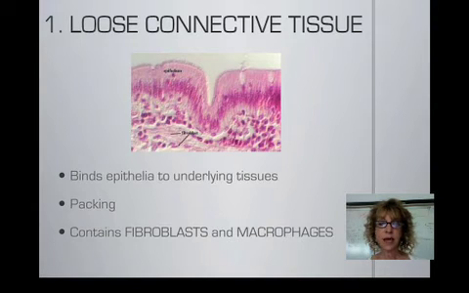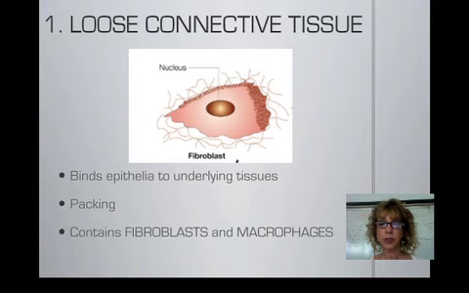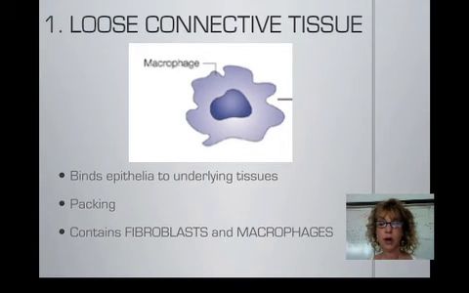And there's 2 types of cells that we find in loose connective tissue. Fibroblasts are cells that secrete proteins of the extracellular matrix. And macrophages are amoeboid cells that move around and engulf bacteria and dead things through the process of phagocytosis.